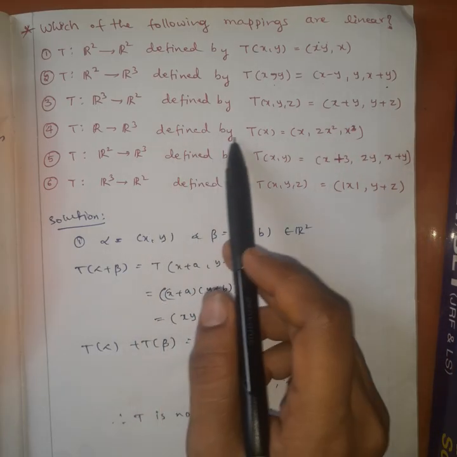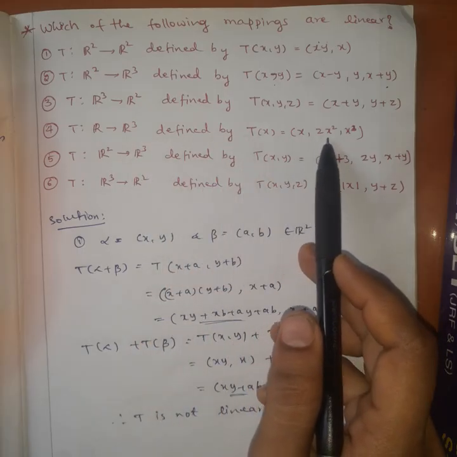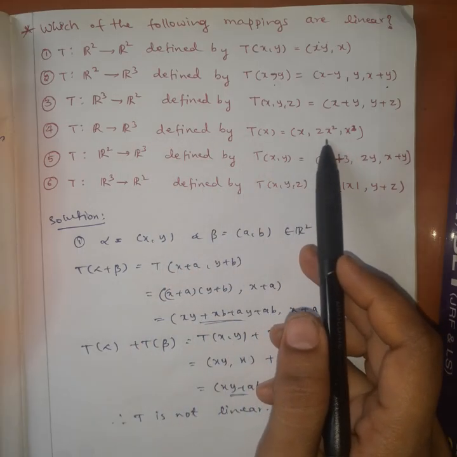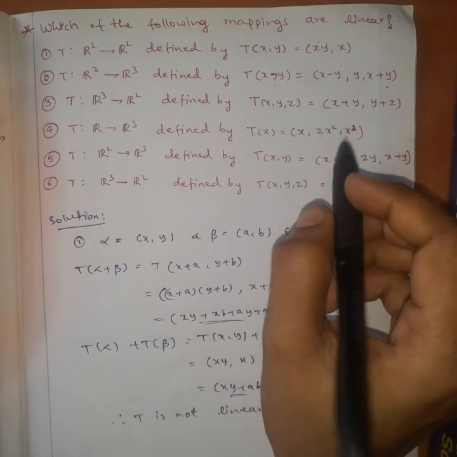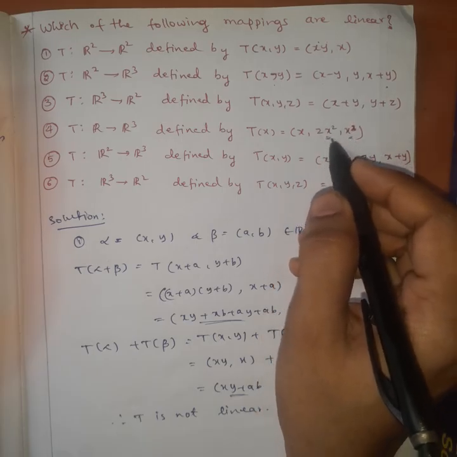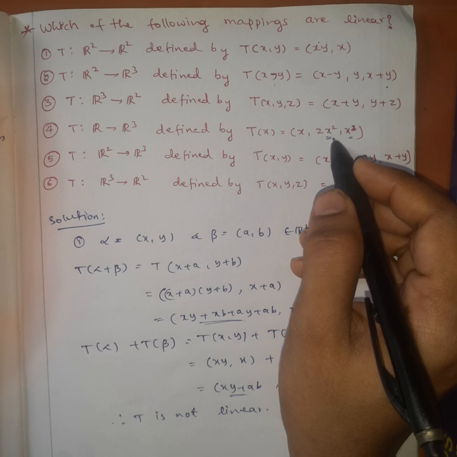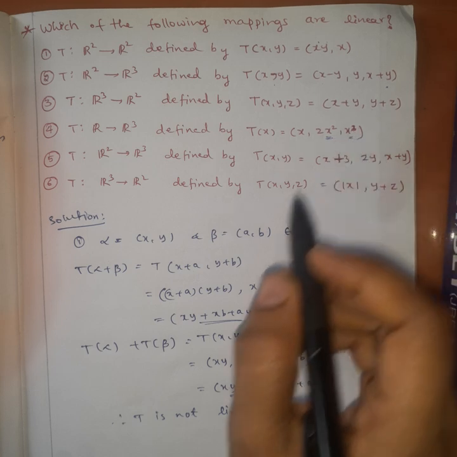And the next question, T from R2 to R3 defined by T of x equal to (x, 2x squared, x cube). This is not linear. I have explained it in the last video, because of the terms x squared and x cube. Here, (x plus y) whole squared is not equal to x squared plus y squared. So for that reason this is not linear.